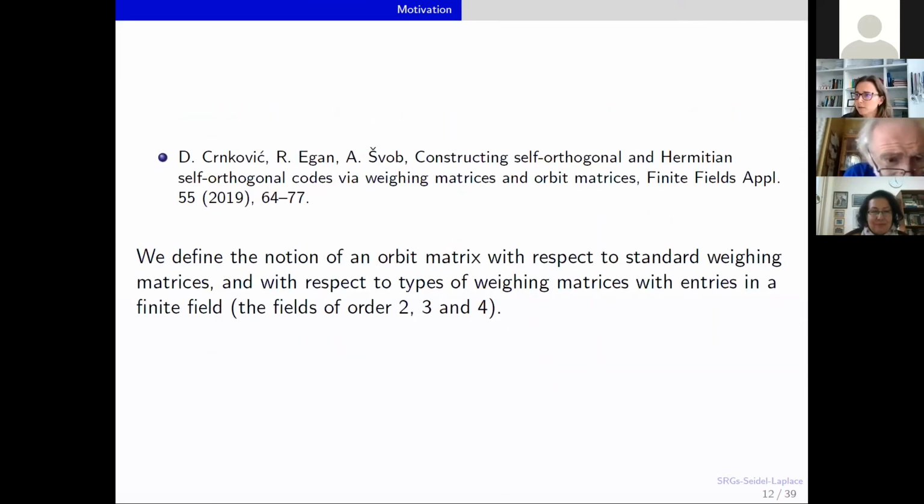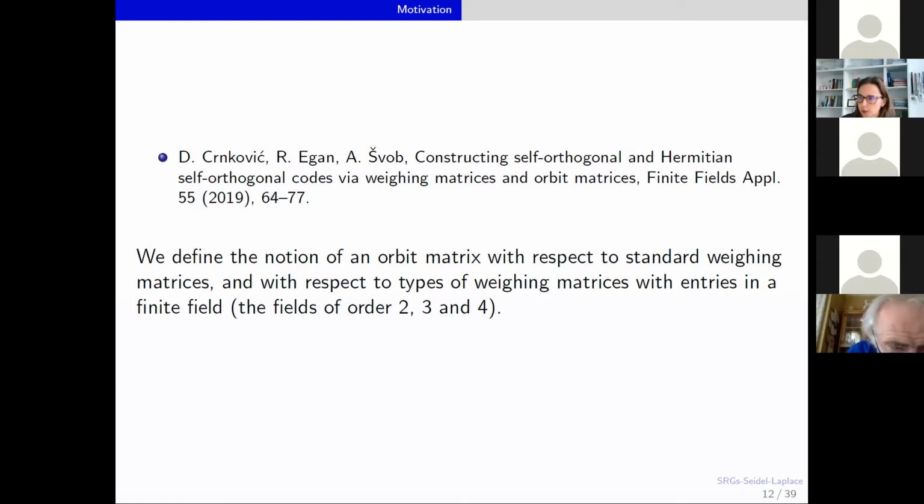We extended this work not just to Hadamard matrices, but also to Weighing matrices. And we show how one can construct self-orthogonal and Hermitian self-orthogonal codes from orbit matrices of Weighing matrices having entries in a finite field, in this case the fields of order 2, 3, and 4.